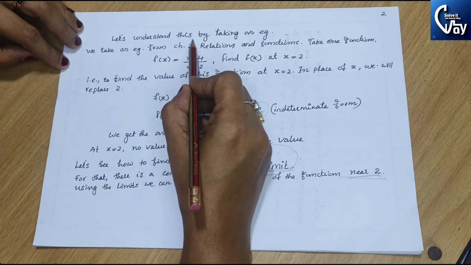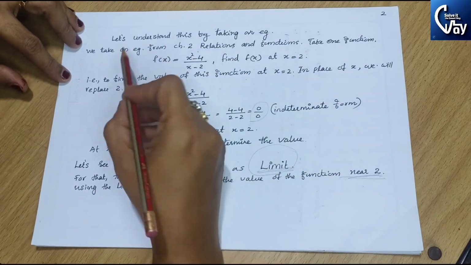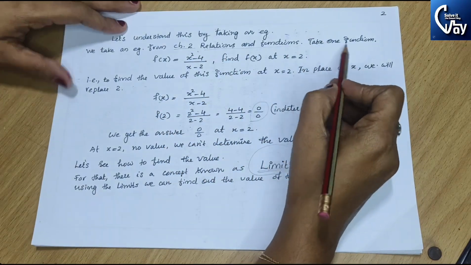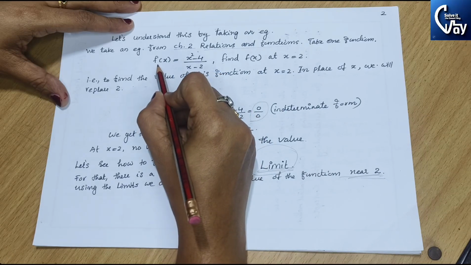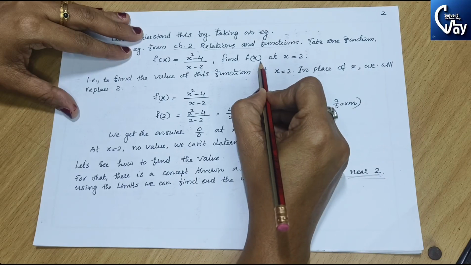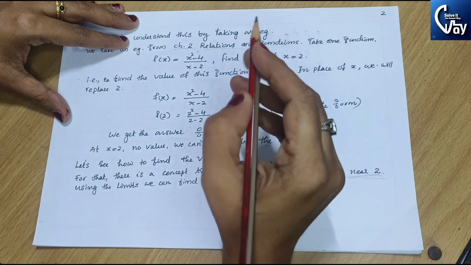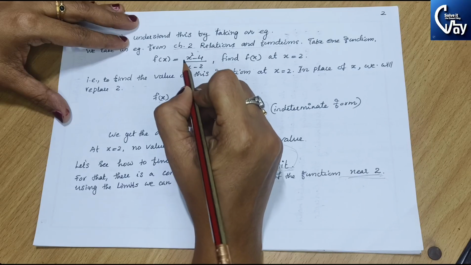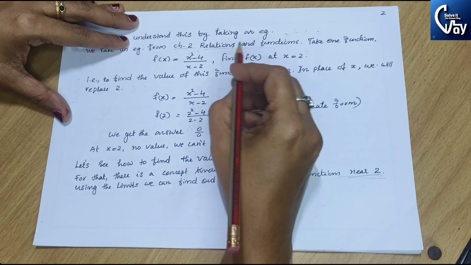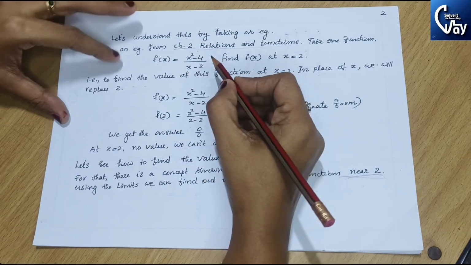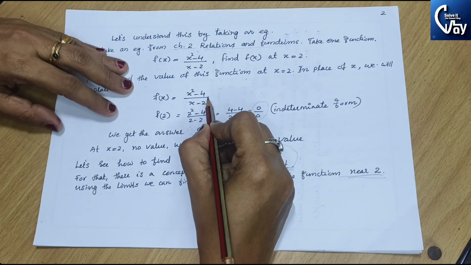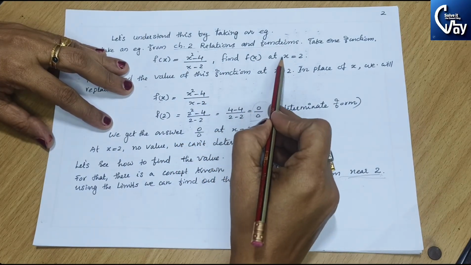Now, let's understand this by taking an example. We take an example from chapter 2, relations and functions. Take one function f of x equal to x square minus 4 by x minus 2. Find f of x at x is equal to 2. That means we have to find the value of this function at x is equal to 2. Means in place of x, we will replace 2. F of x equals x square minus 4 by x minus 2. That is the given function.